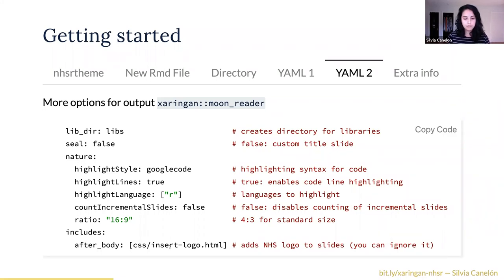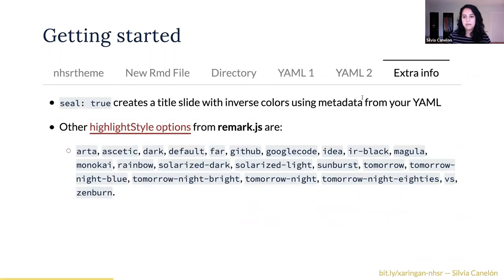I mentioned before that there's an HTML file in the CSS folder that we don't need to worry about. This portion deals with that and incorporates it into the document. And then there's some extra info on this slide, which talks a little more about that seal option, but also links to different highlight style options and lists them below, so that you can try them out on your own later on.